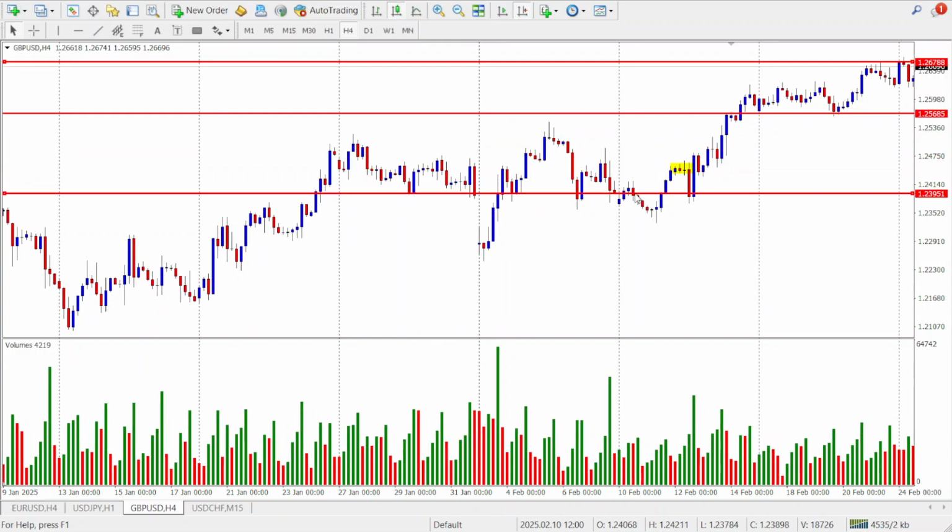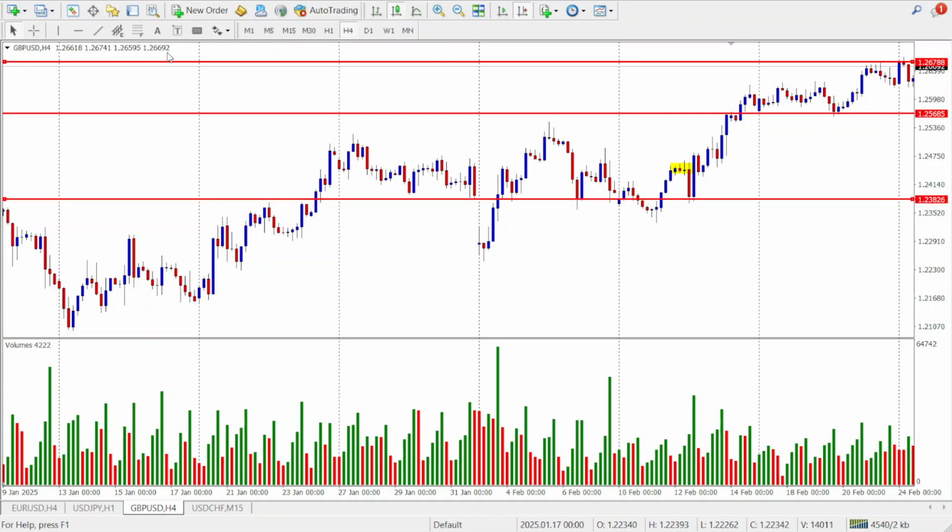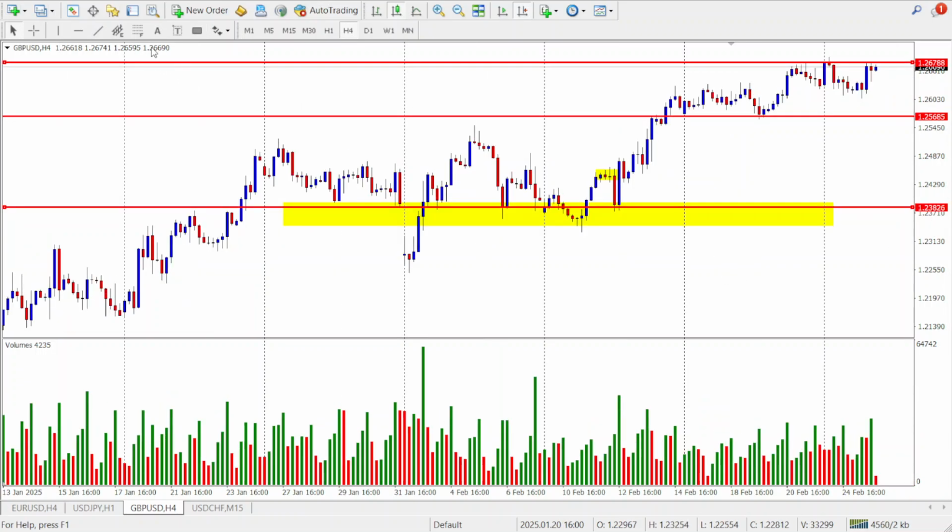Remember that these are zones, not necessarily levels. It's not a singular price point. These are resistance zones and support zones.